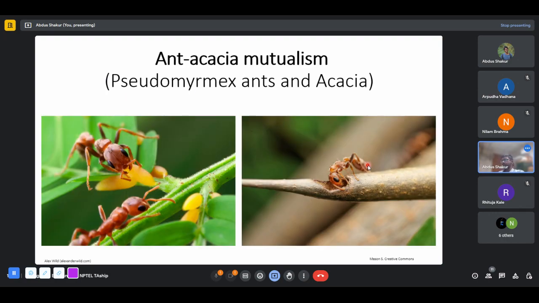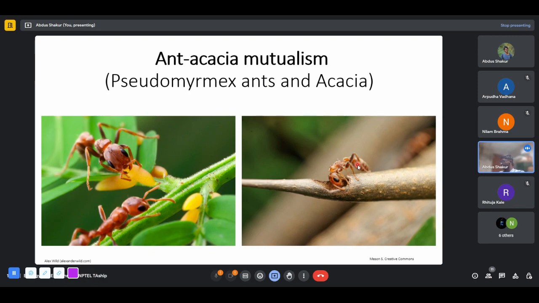And simultaneously, there is this thing called mutualism. You might have heard this concept of mutualism, where both partners in an interaction benefit from the interaction. For instance, there is this group of ants in tropical Americas, of the genus Pseudomyrmex, and they interact with this plant called acacia.